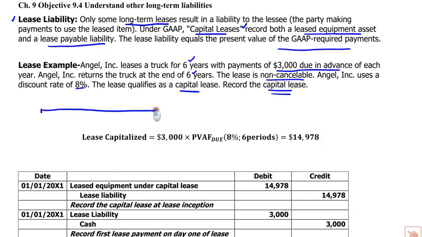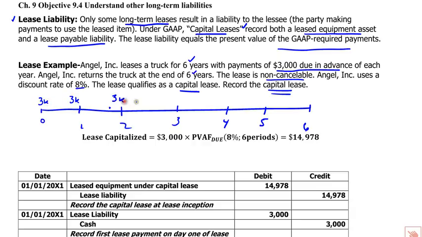So let's think a second about this timeline here. 0, 1, 2, 3, 4, 5, and 6. Payments of 3,000 each, 3,000, 3, 4, 5, and 6. These are payments in advance. So you start the lease here. This is lease inception. And in year 6, return the truck here. And it's 1, 2, 3, 4, 5, 6 payments. And just like with your apartment, you pay in advance, you get to use this entire year.